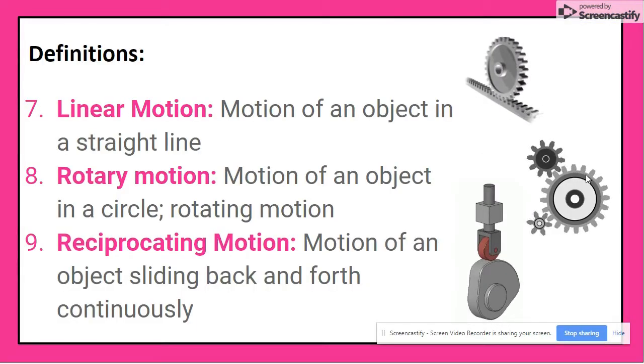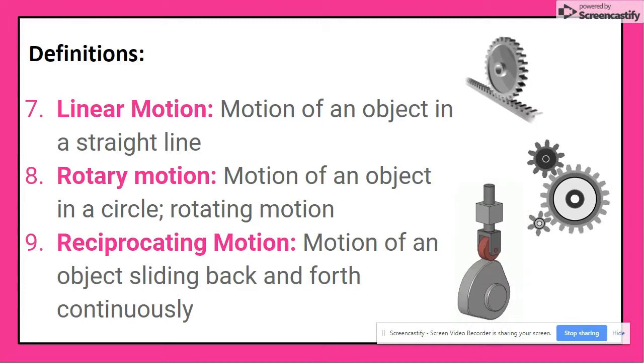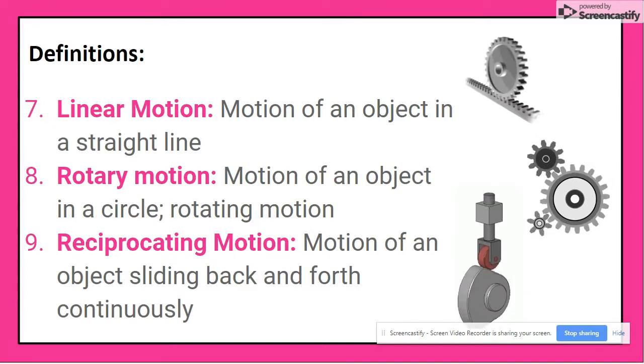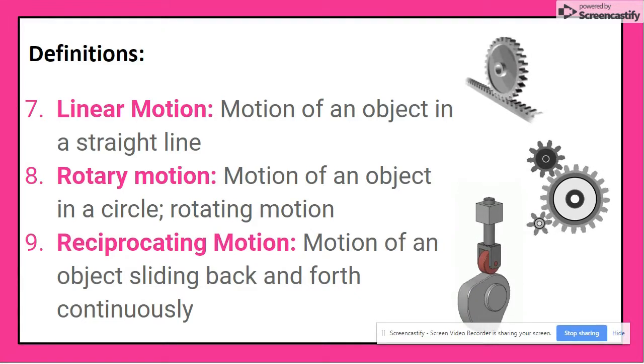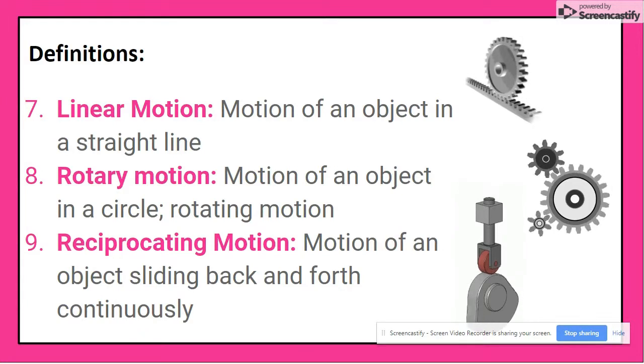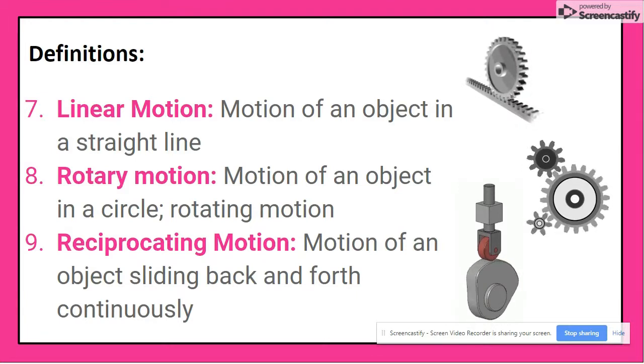As designers deal with motion, it's sometimes necessary to change the motion from one type to another. Linear motion is motion in a straight line. Rotary motion is a spinning motion, and reciprocating motion is a consistent back and forth motion. By using different mechanisms, designers are able to convert motion from one type into another.